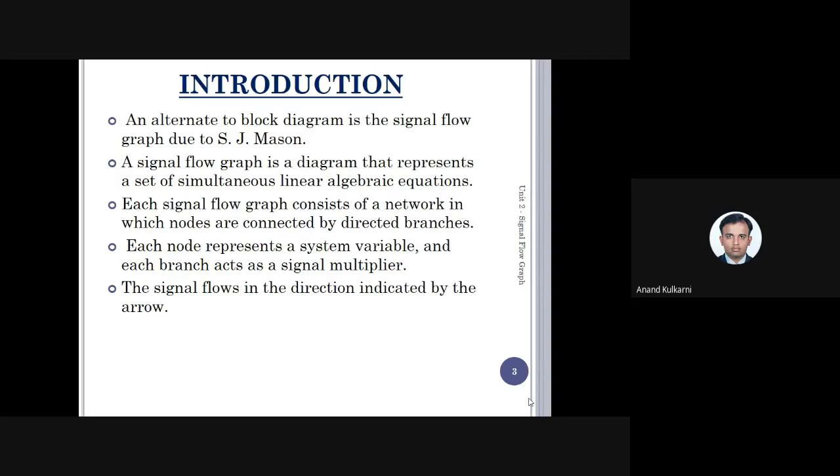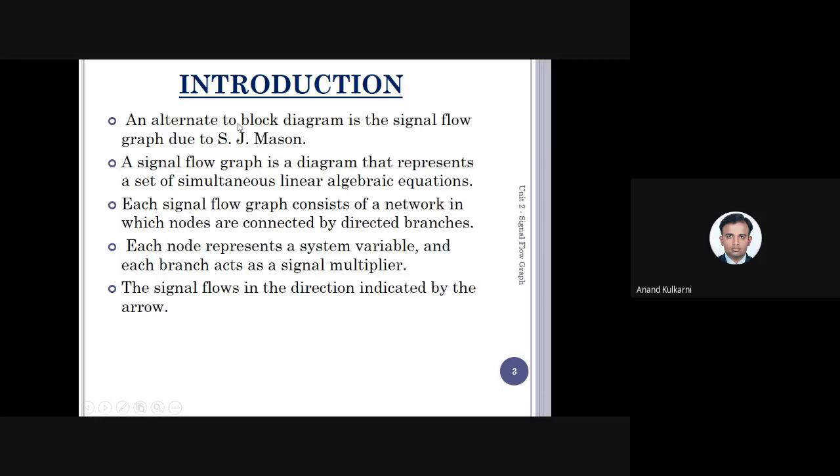What do you mean by the signal flow graph? It is an alternate method to solve the block diagram, which was found out by S.J. Mason. S.J. Mason is the person who came up with the method of signal flow graph as an alternate way of solving the block diagram.